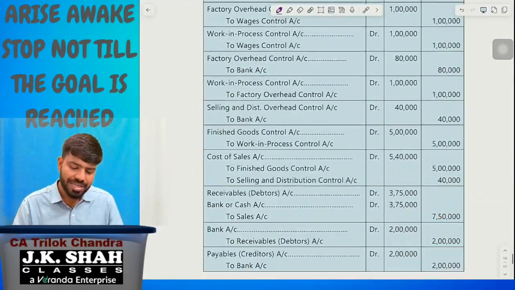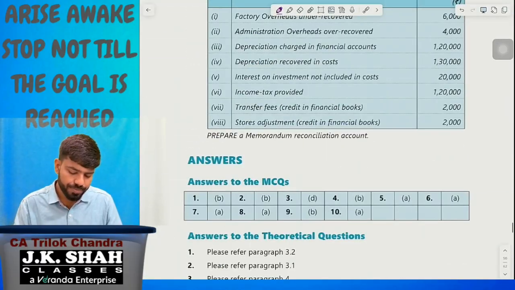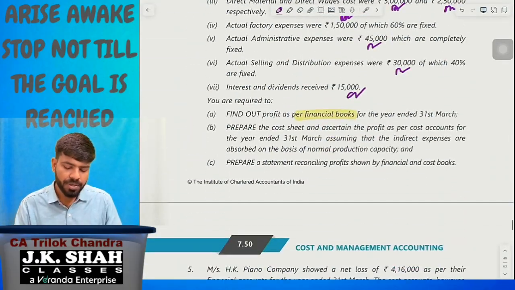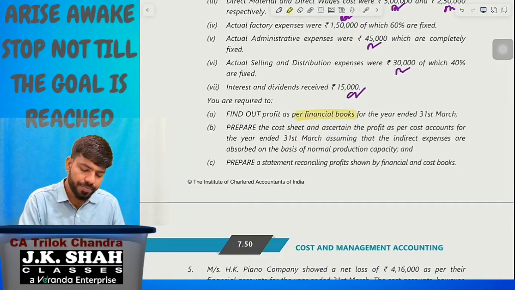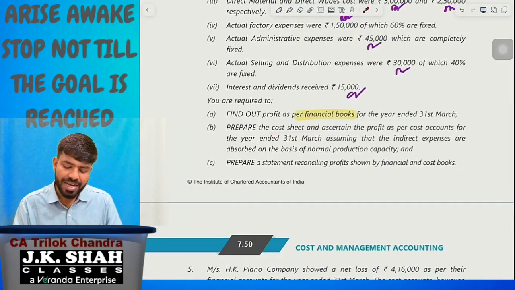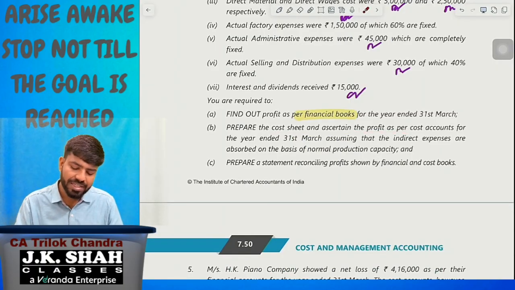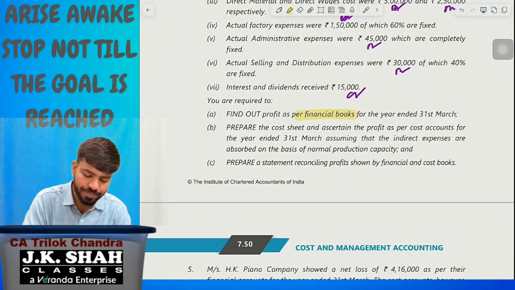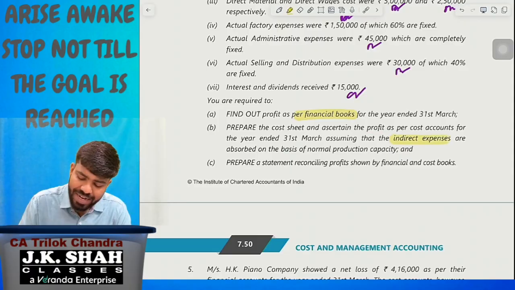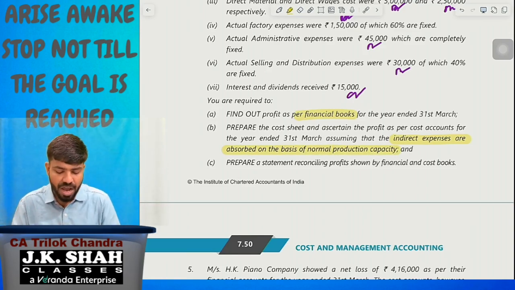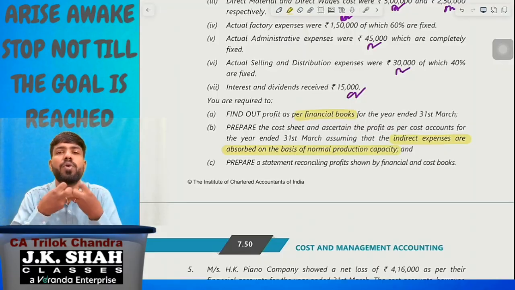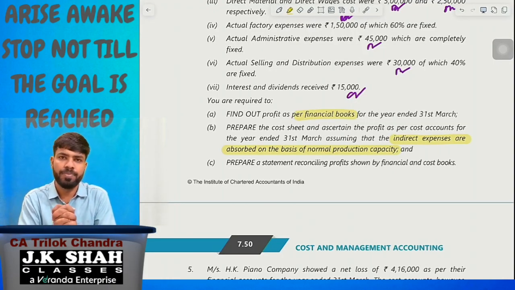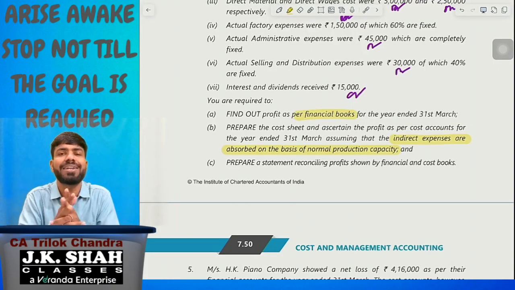Now it's time to look at the second requirement. Prepare the cost sheet and ascertain the profit as per cost accounts for the year ended 31st March, assuming that indirect expenses are absorbed on the basis of normal production capacity. When you want to absorb the overheads, first we need to calculate the absorption rate.